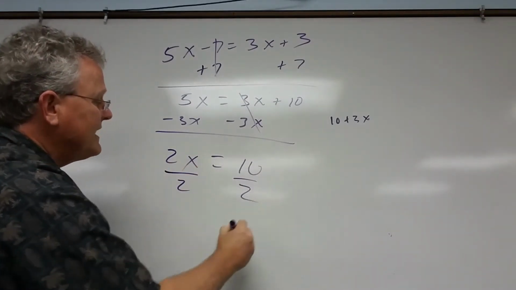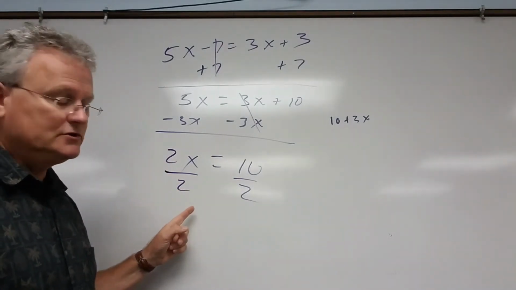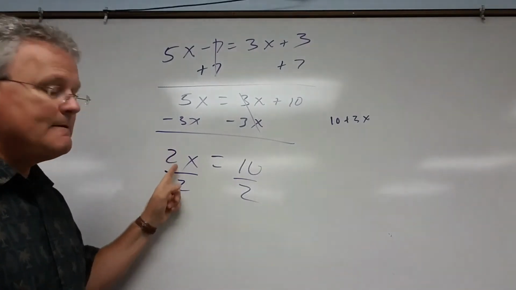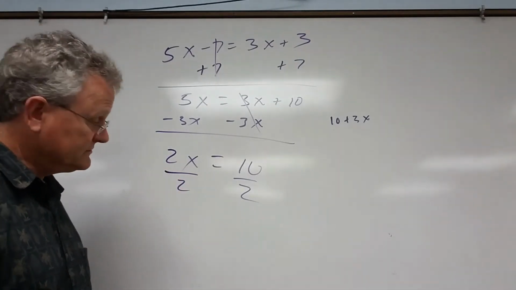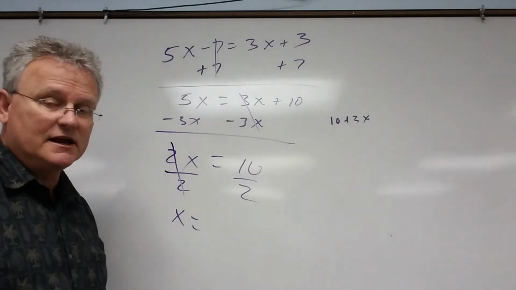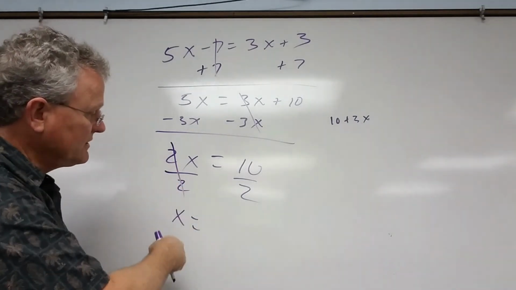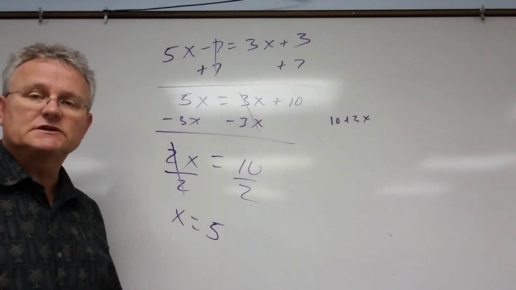So when we divide by 2, notice when we say we cancel the 2's, what's really going on is 2 over 2 is 1, and 1 times x is x. So that's what we mean in this case when we divide and we cancel. It's really multiplication by 1. And the solution to this problem is x equals 5.